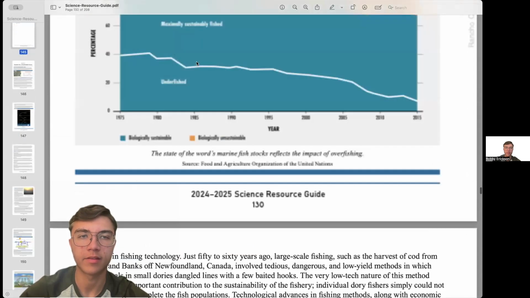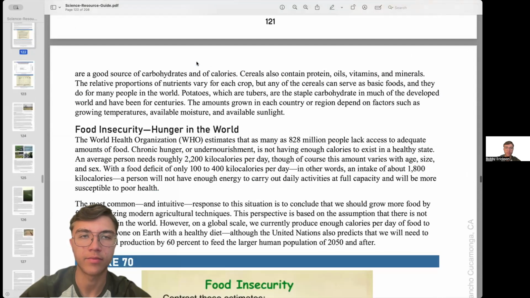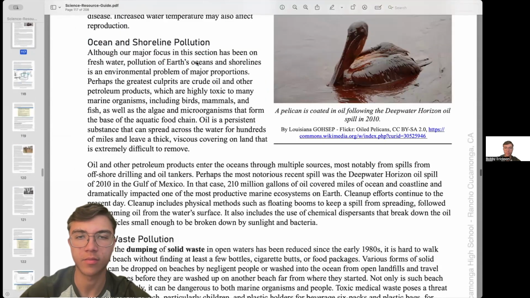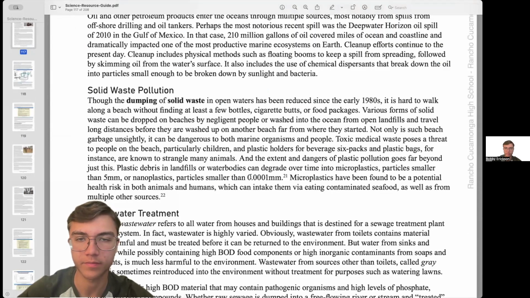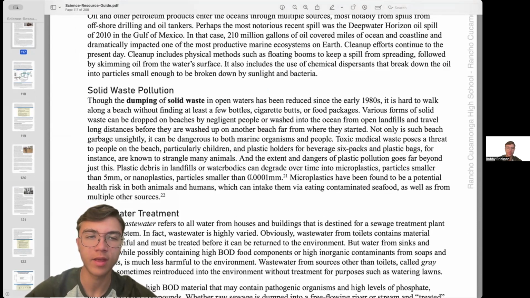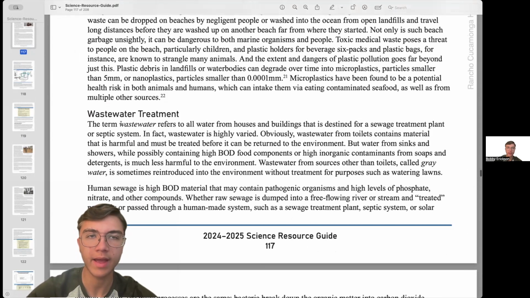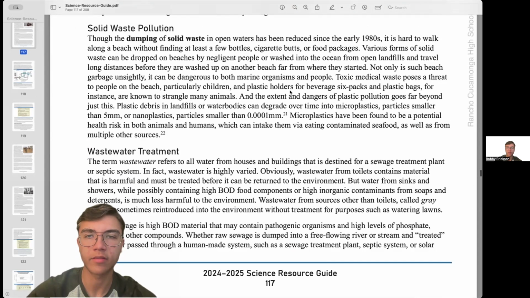Nano versus microplastics are different because it's less than 5 millimeters versus less than 0.0001 millimeters. And they've been found to be a potential health risk for animals and humans who can eat them from contaminated seafood as well as other sources. Let's review this one more time. Contaminated seafood can have these microplastics inside of them and therefore contaminate animals and humans and be a health risk.